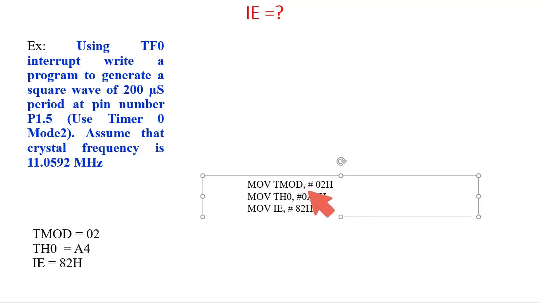We have set the value of TMOD with 02. We have set the value of TH0 with A4. We have set the value of IE with 82 as per our program. Next, we need to run the timer. For running the timer, we will use the instruction SETB TR0. As we are using timer 0, SETB TR0 is the instruction to run the timer.